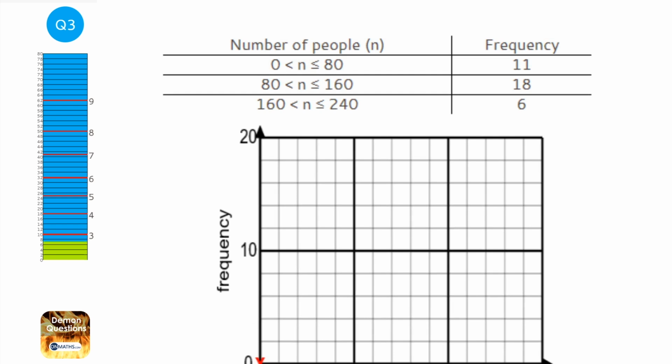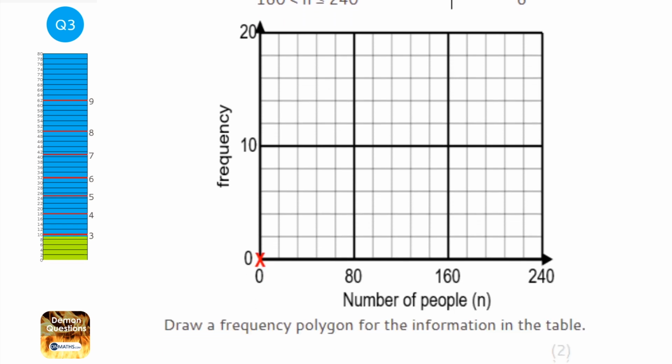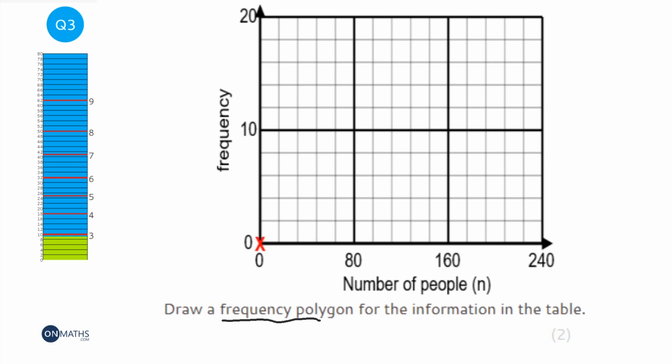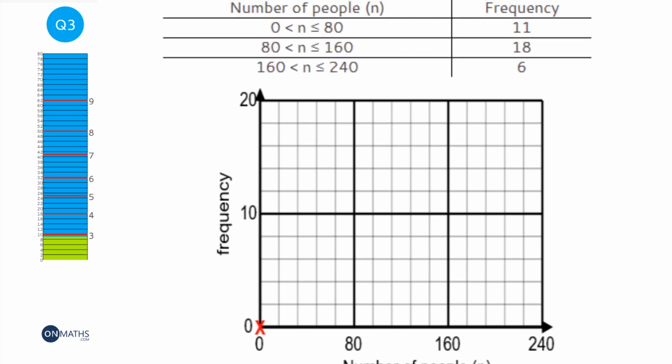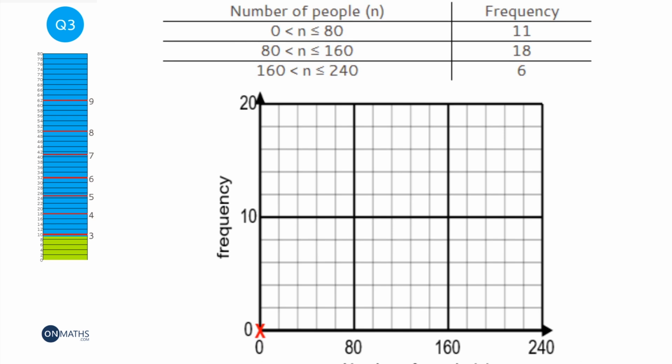Okay, so the main problem with this question is that people don't know what a frequency polygon is. If you know what a frequency polygon is, I think most people will get this right. A frequency polygon is basically a line graph, but you plot these at the midpoints. So the first one's going to be plotted at 40. If you don't know how to find a midpoint, you're just finding the halfway value between 0 and 80, which is 40.